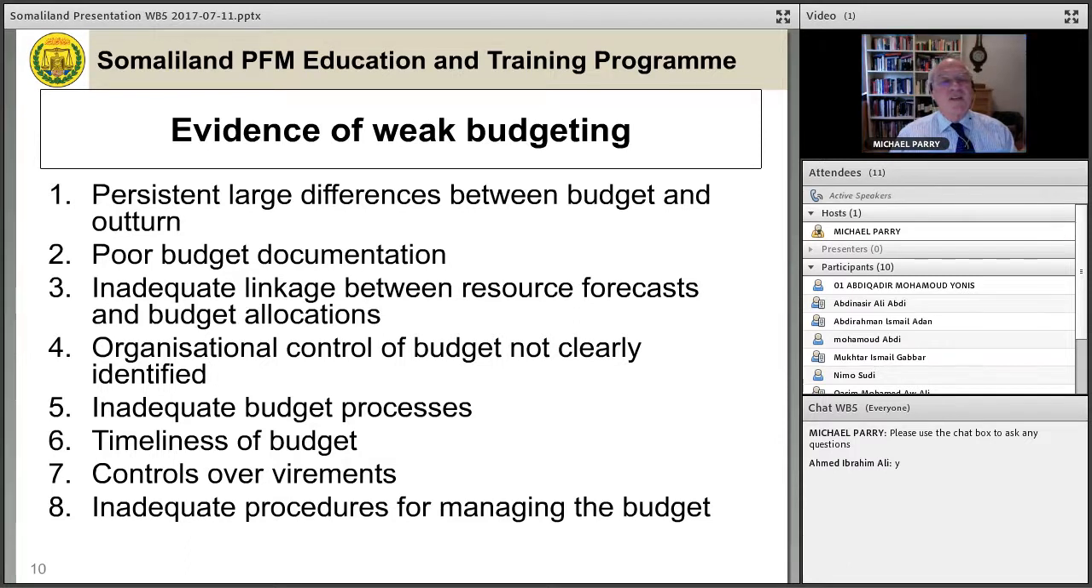A third weakness is there's inadequate linkage between resource forecasts and budget allocations. Ministries should be given total spending resources which reflect the resources that are forecast to be available. There should be a clear linkage between these. A fourth weakness is in the preparation of the budget, that the organisational control of the budget is not clearly identified. Who does what in the budget process? Which comes on to five, overall inadequate budget processes. The process of preparing the budget is just not well organised.